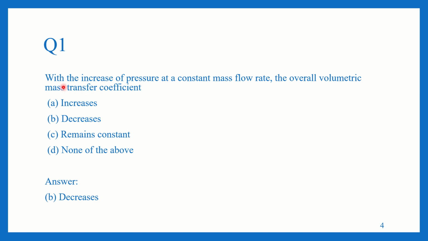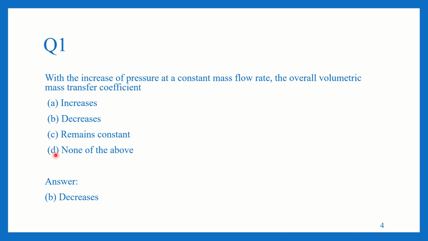In question 1, it is given that with the increase of pressure at a constant mass flow rate, the overall volumetric mass transfer coefficient increases. Option B, it decreases. Option C, it remains constant. Option D, none of the above. So what happens when there is an increase of pressure at a constant mass flow rate?